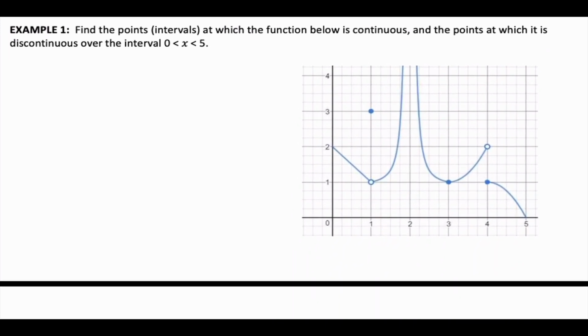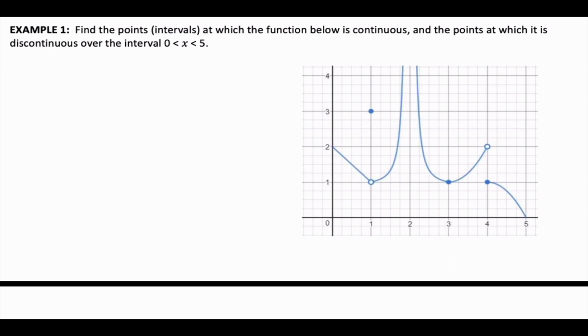So the first one is a graph from 0 to 5. X equals 0 to x equals 5, in between there. Okay? So the first thing they want us to do is find where it's continuous and where it's not continuous. All right, where is it continuous and where is it not continuous?